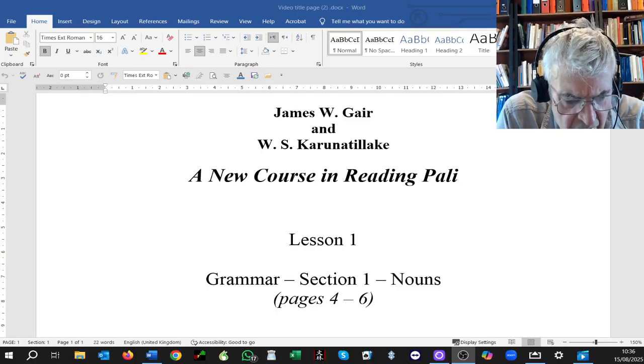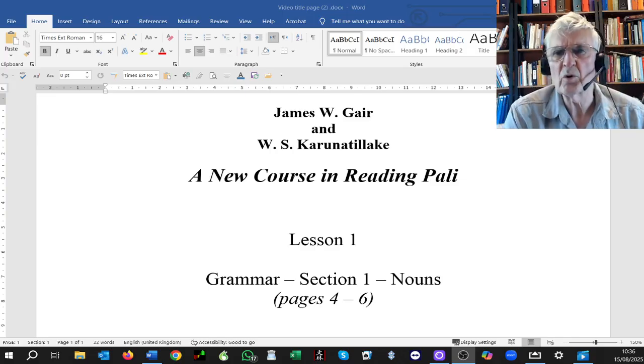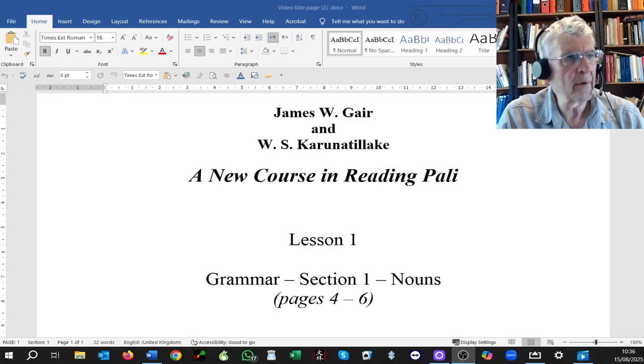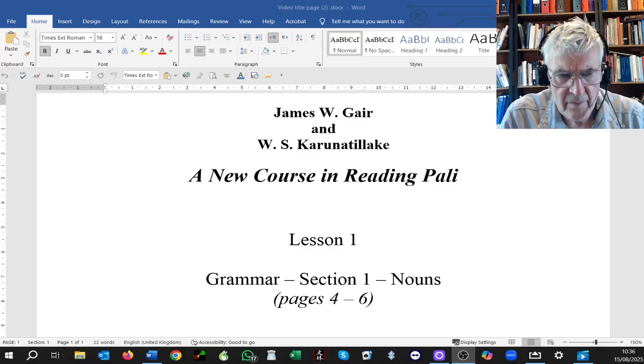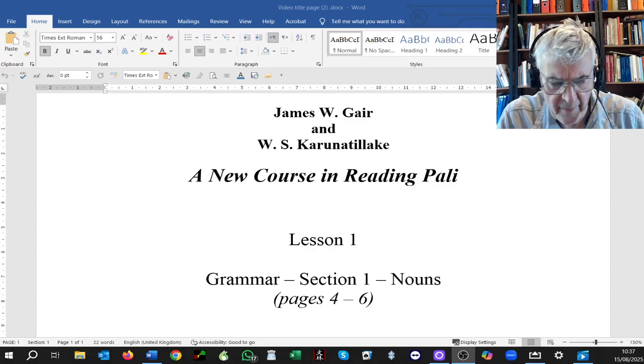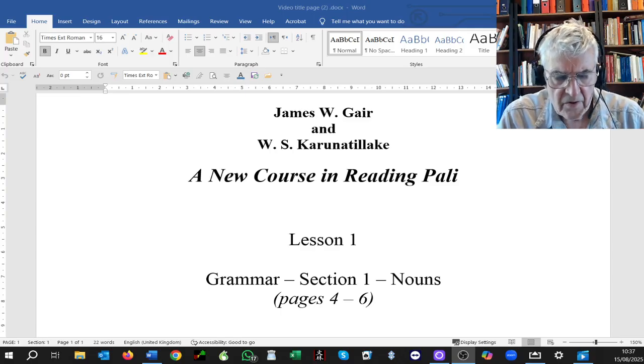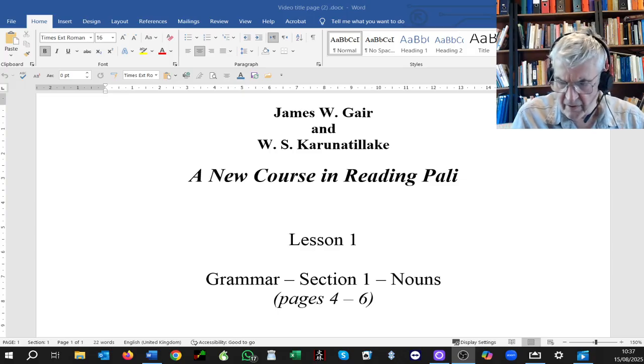Looking now at 1.13, there are two numbers, singular and plural. When we talk about number in grammar, we mean singular and plural. We talk about a noun or an adjective, indeed in verbs as well, being in the singular number or the plural number. It's just a grammatical convention. So there are two numbers in Pali, just a singular and a plural.